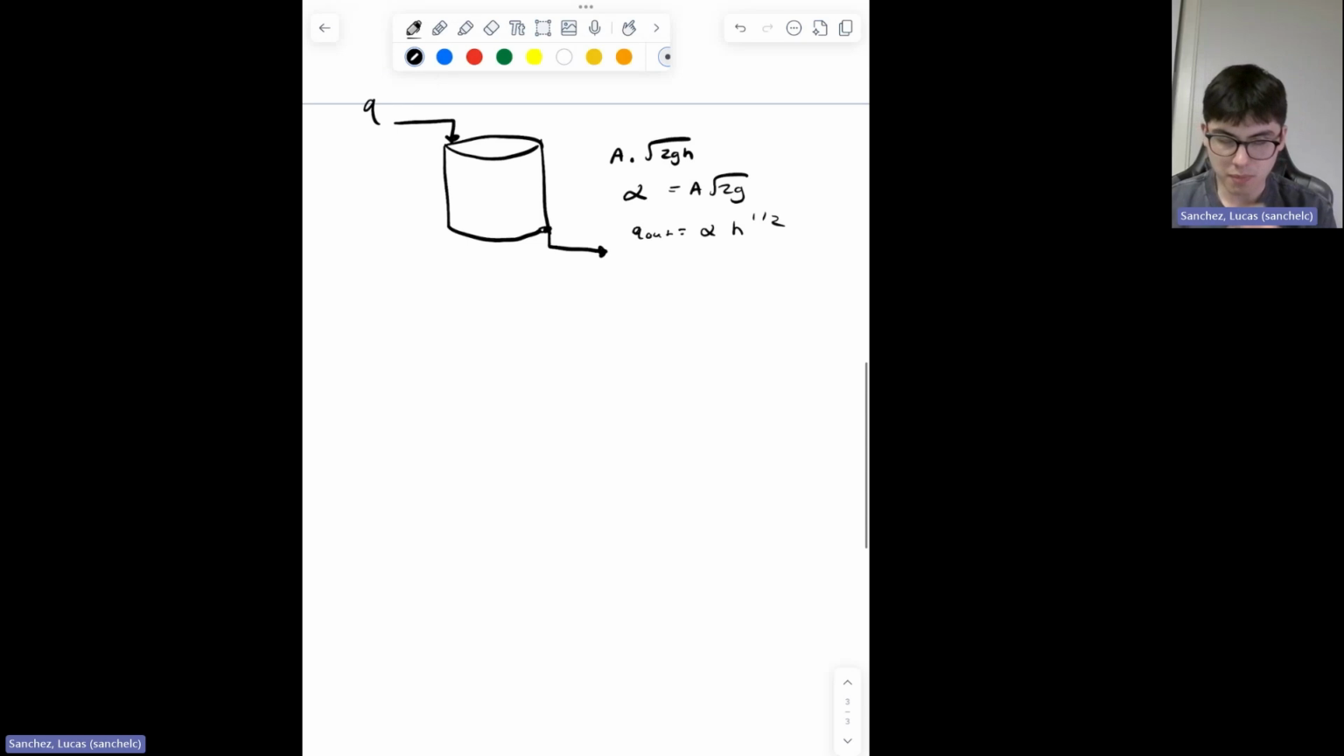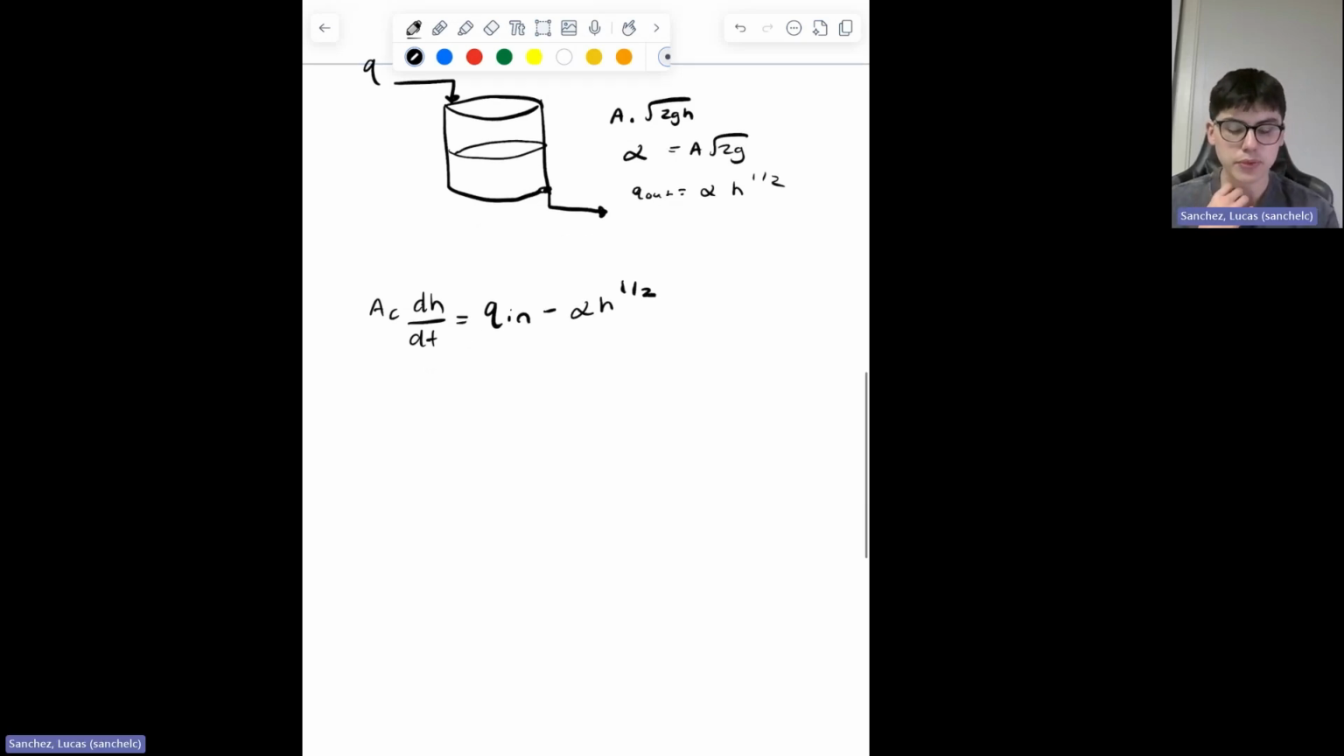So when we set up our mass balance, we take the cross-sectional area of this tank, Ac, times the change in height over time, which will be equal to the flow rate coming in minus the flow rate coming out, which is alpha h to the 1/2.